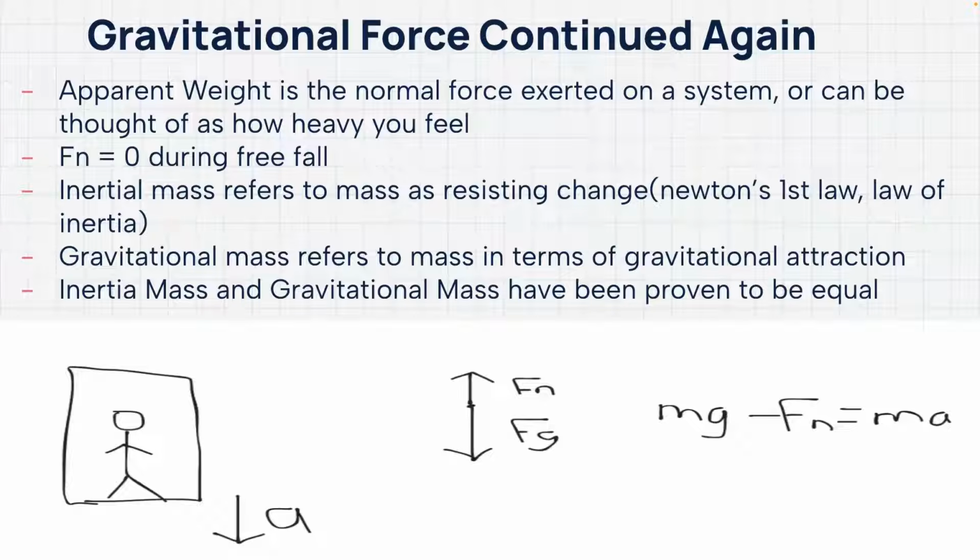So let's say this guy's in an elevator. He's accelerating downward at an acceleration of a. Drawing the free body diagram, Fn has to be smaller than Fg because he's accelerating downward. That means mg minus Fn is equal to ma. Therefore, in this scenario, Fn is smaller than mg because if you rearrange it, Fn is equal to mg minus ma. So in this scenario, apparent weight is smaller than usual, so you feel light. But if you're accelerating upwards on an elevator, for example, you'll feel heavy.